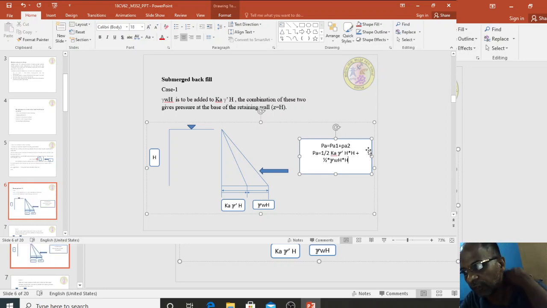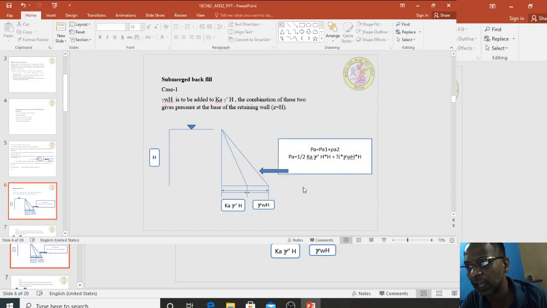So half into base into height. At what distance is it acting? It is acting at a distance of H by 3 from the base, because both are triangles. If it is other than a triangle, then you have to take moment at any one point.